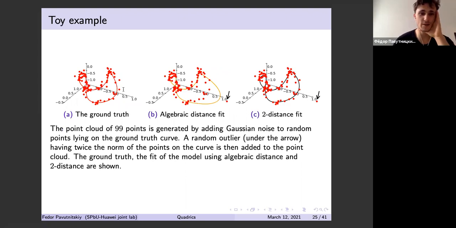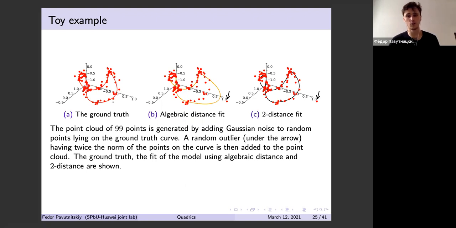So this is a toy experiment that we performed just to check that our choice of approximation of the geometric distance function indeed facilitates robustness. First of all, we took the tennis ball curve, right? It's a curve that you find on a tennis ball. It's actually a curve of order 6. We sample some points on this curve and add Gaussian noise to it. After that, we try to find our manifold that fits this data as an intersection of two quadrics.